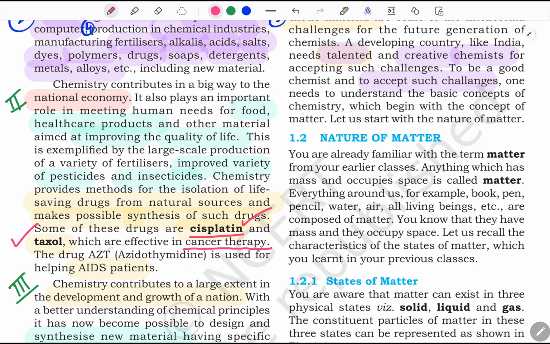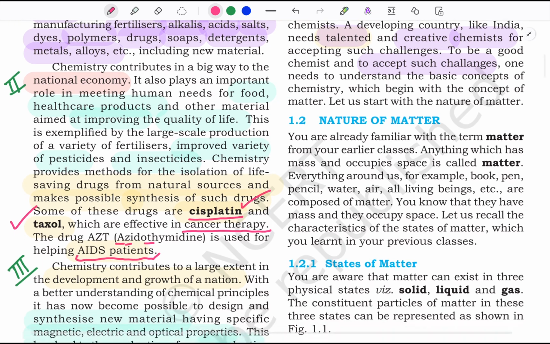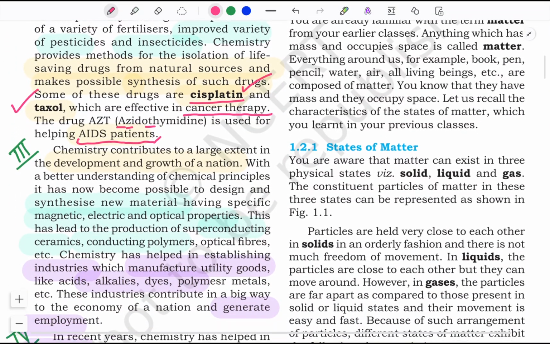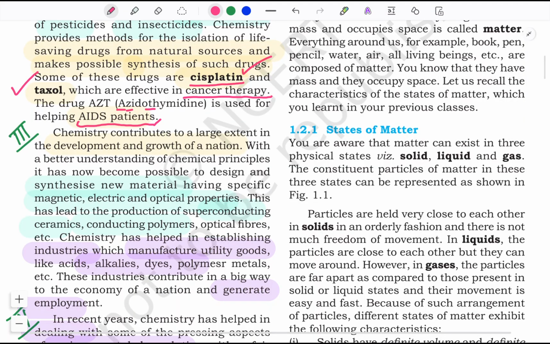The next drug which is important for exam is AZT. The short form is which is azidothymidine. This is used for helping AIDS patients so that the conditions do not worsen, they remain stable. It will not allow the virus to replicate. So that is how these three drugs are important. Please remember them.